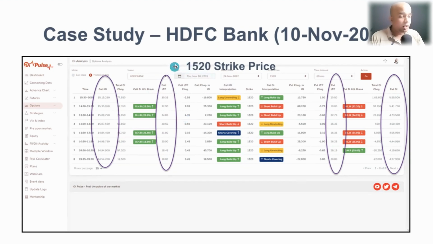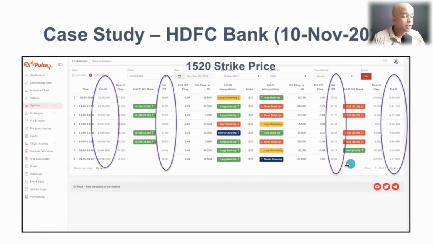Okay. Now, if you look at 1520 strike price, see here the price from 18 to 30. See, call option price went upside, right? Look at the OI, from 14 lakh, it went till 15 lakh. Okay. So, which means price upar ja raha hai, OI bhi upar ja raha hai. So, this is a long build up in call option, right? So, long build up in call option is bullish.